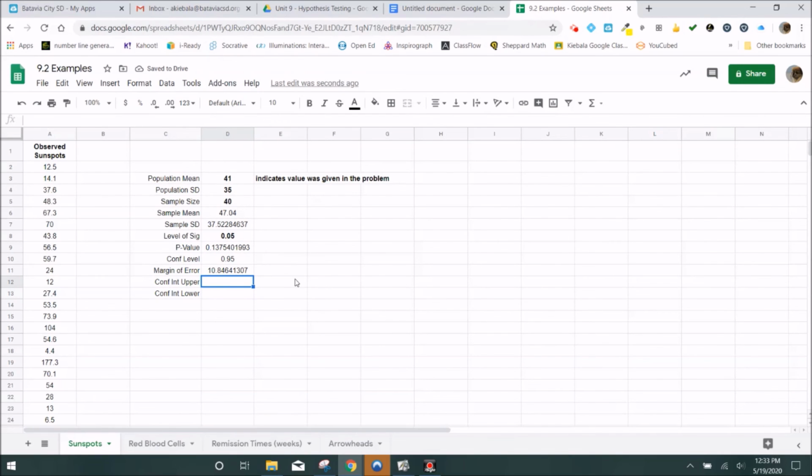Now we use that on Google Sheets to help us create our confidence interval. We need an upper and a lower bound. I'm going to do the upper bound here. That's where we're going to take the sample mean and we are going to add on the error. And then equals, this is going to be the sample mean minus the error. Okay, so we have a lower of 36.2 sunspots and an upper of 57.9 sunspots, and we'll go over what that means in a little bit.